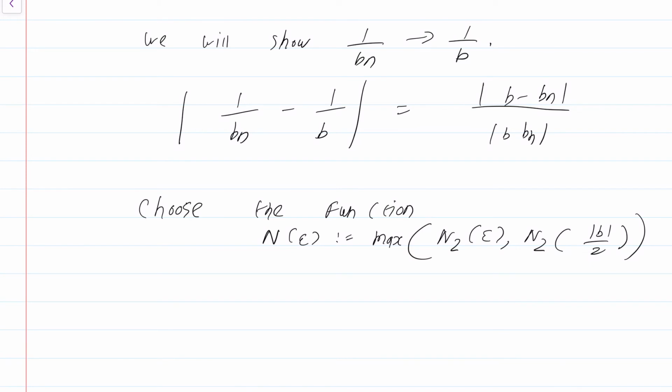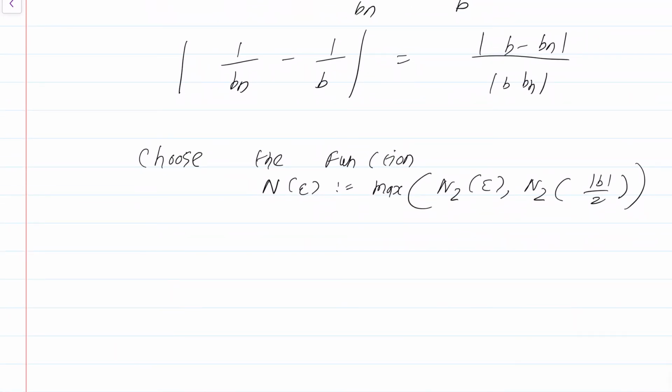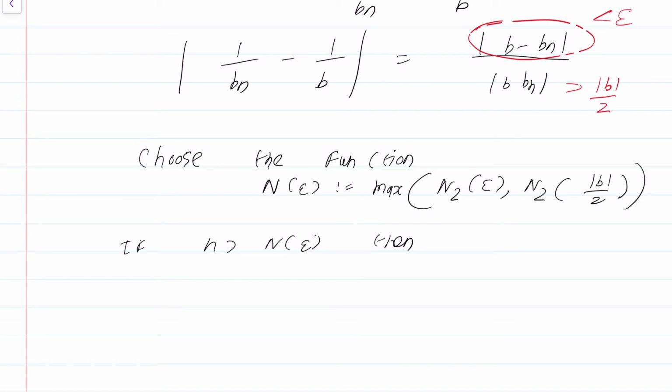Okay. Now what will happen? What will happen to the numerator if n is greater than N of epsilon? If n is greater than N of epsilon, then the numerator |b − b_n| is certainly going to be less than epsilon, right? Okay. Whereas the denominator |b_n| is certainly going to be greater than |b|/2. Right? Not just mod, sorry about that.